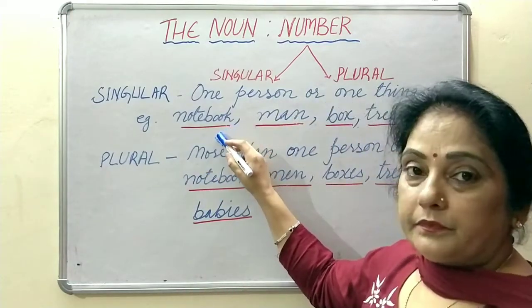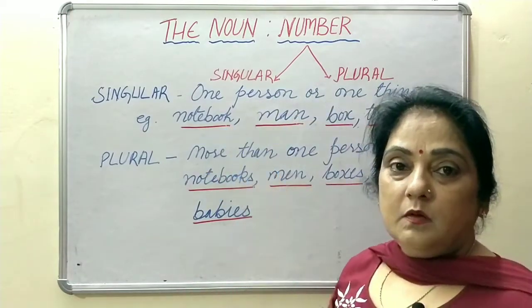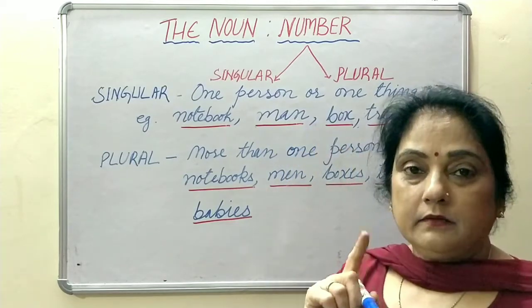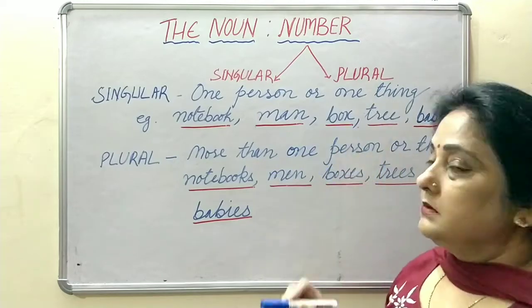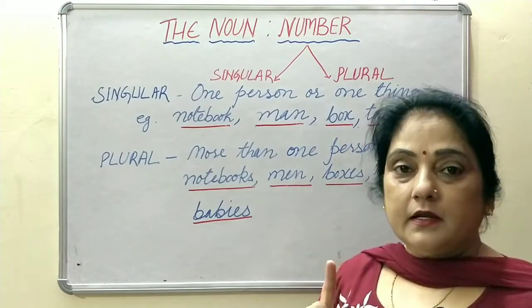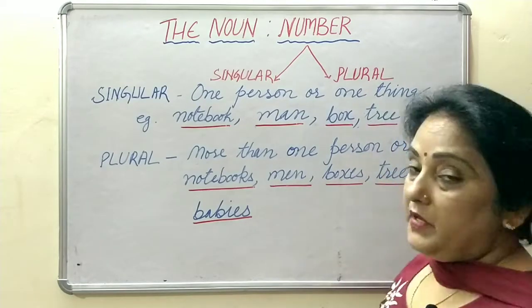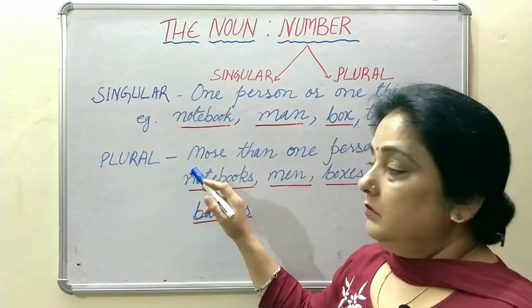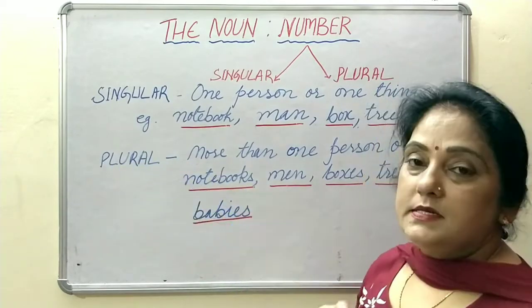Notebook. Notebook is one notebook. Man, one man. Box, one box. Tree, one tree. Baby, baby is one baby. Now, see how the plurals are formed.